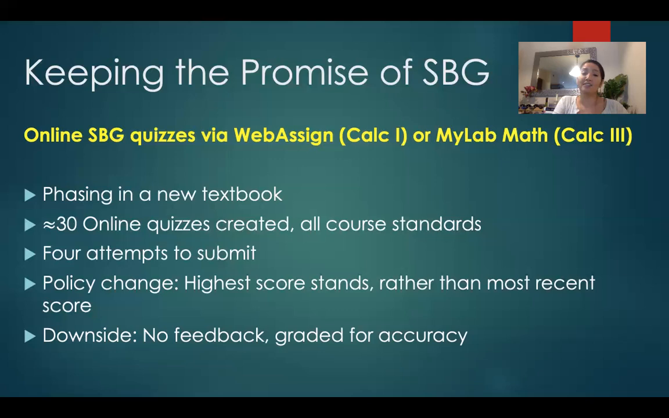The way I tried to balance that was to say that the highest score would now stand. So there was no downside to trying again, except that you were wasting a chance if you were not ready to take that quiz. They could take the quiz up to 4 times and the highest score would count toward their grade in the course.